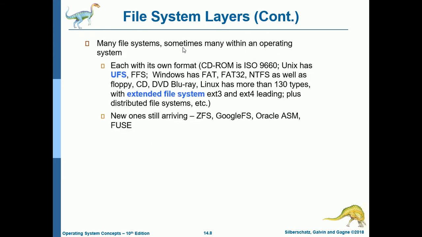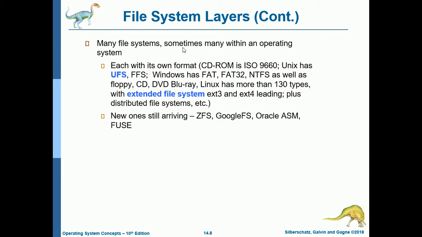So next, we have many file systems, sometimes many within an operating system. So it's not only the file system that is used in the hard drive, there are also file systems that exist that are used in the whole computer system, such as these. Each has its own format. For CD-ROM it is ISO 9660. Unix has UFS, the Unix file system.